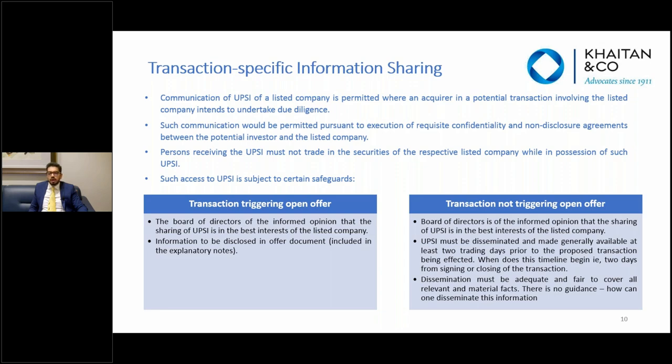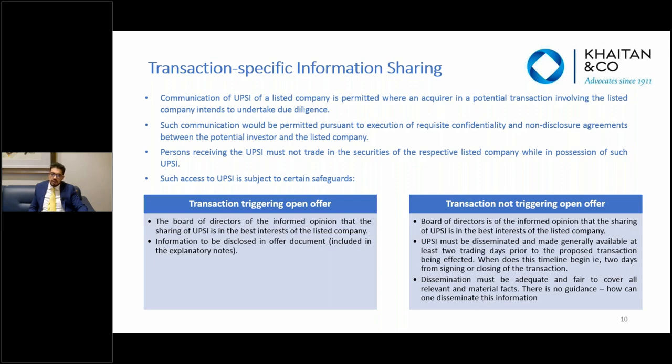There is no separate requirement for thereafter sharing this information, because in case of a mandatory tender offer, you would have offer documents in place and your offer documents would have the relevant disclosures. And sufficient information will be available before the transaction is entered into and concluded.